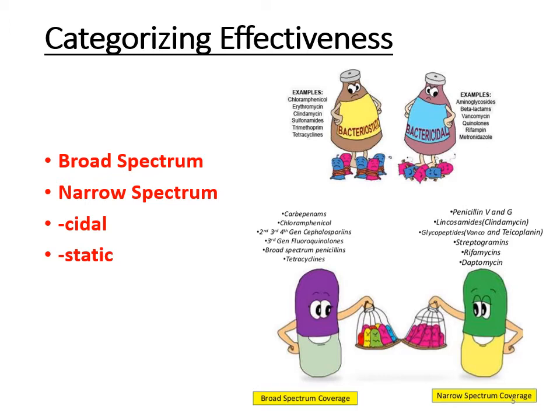Make sure you're very comfortable with knowing the definitions of each of these terms and how they differ from each other. Broad spectrum kills or targets a whole bunch of bacteria. Narrow spectrum is specific to one or very few types. Cidal means killing. Static means simply inhibiting, slowing, or stopping growth, but not killing.